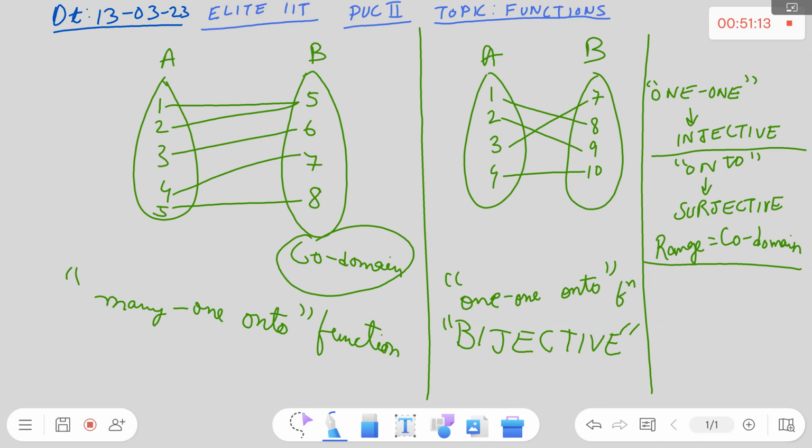Look at the nature of the bijective function. Every element of domain is included. Every element of codomain is included. Isn't it? It is one one, not many one. Every element of domain is included, and every element of codomain is also included. So it is onto, not into. We are talking about bijective now, isn't it? Yes, bijective means onto.